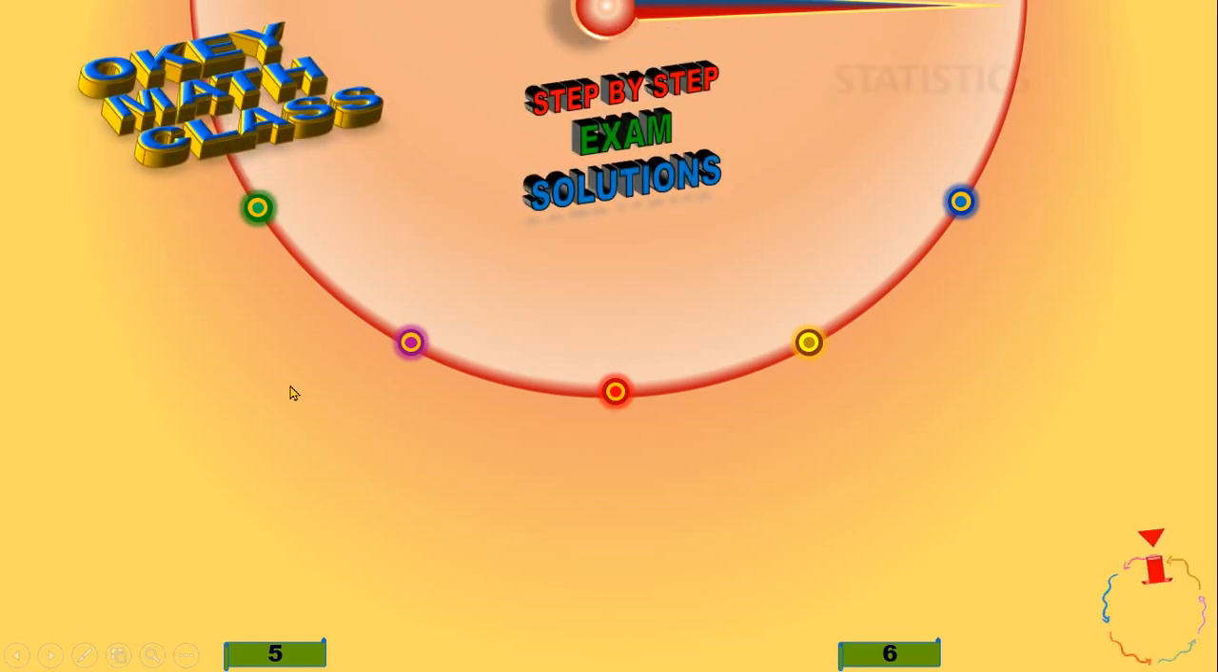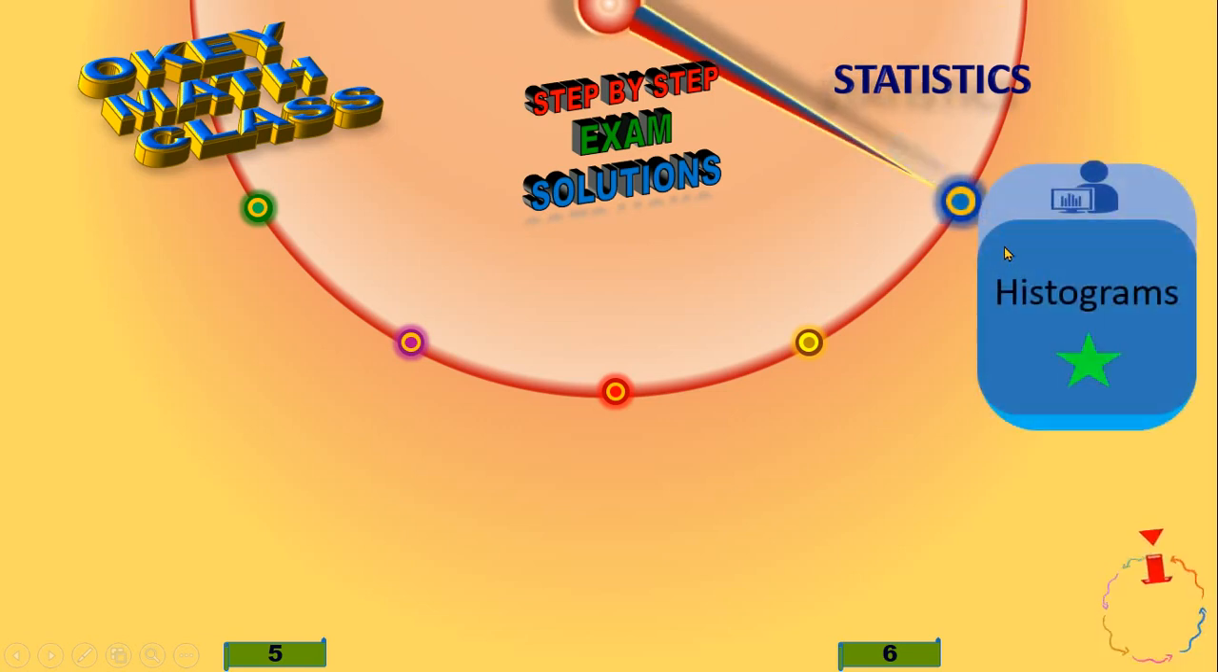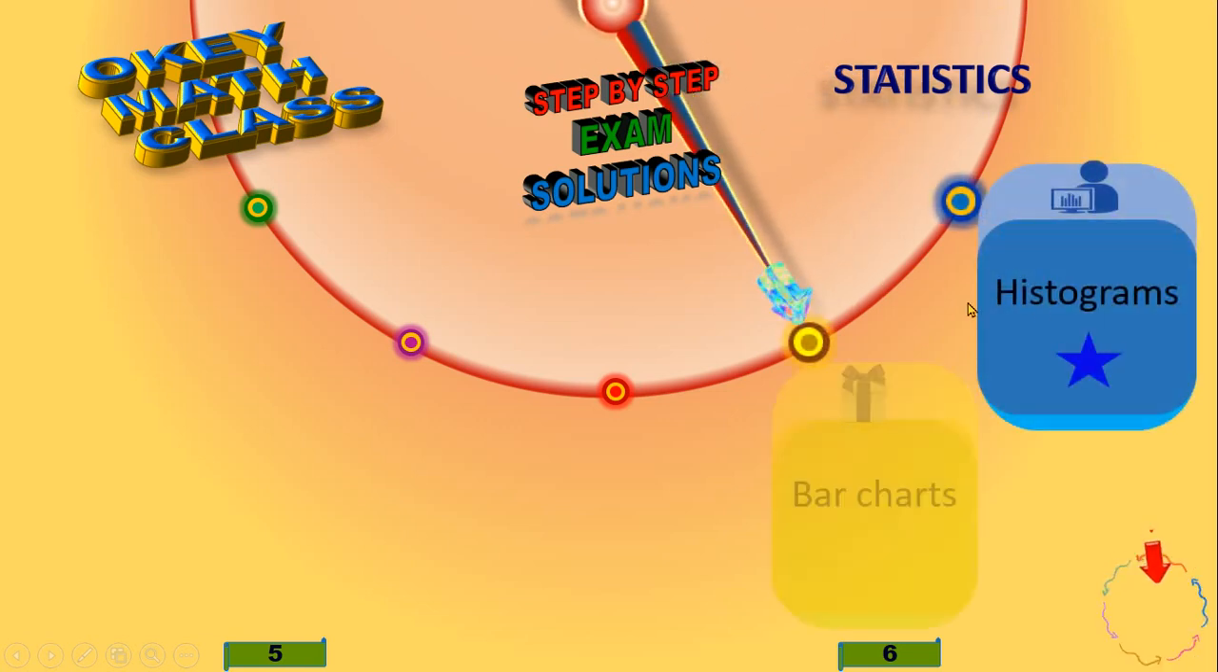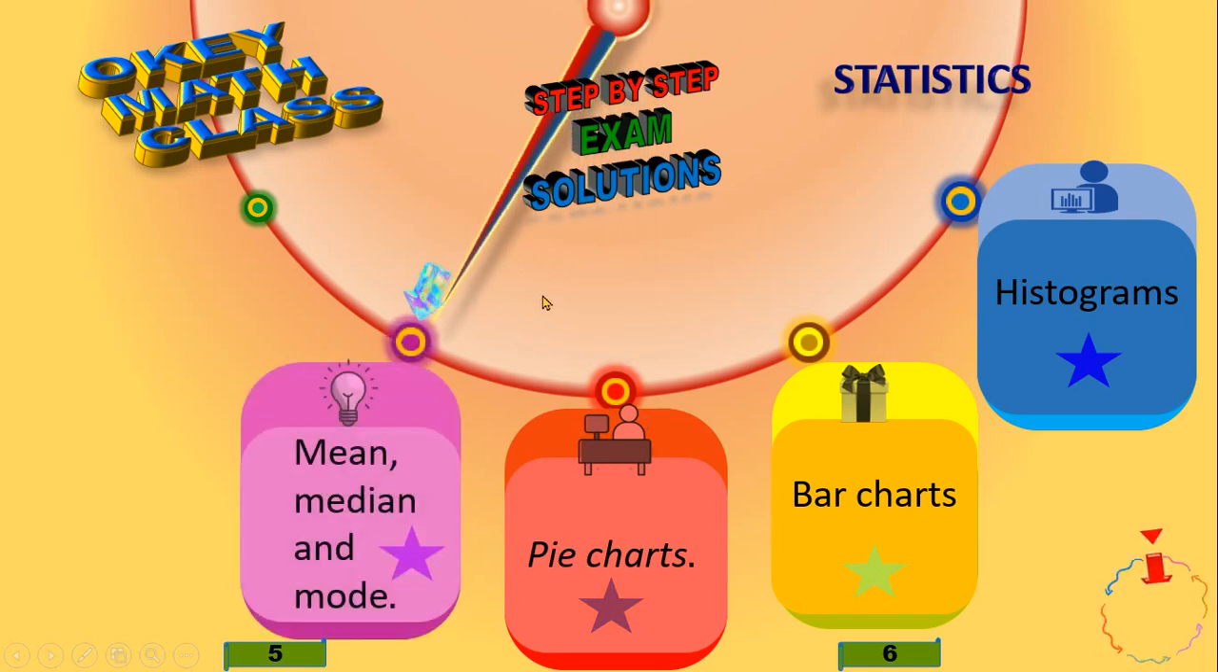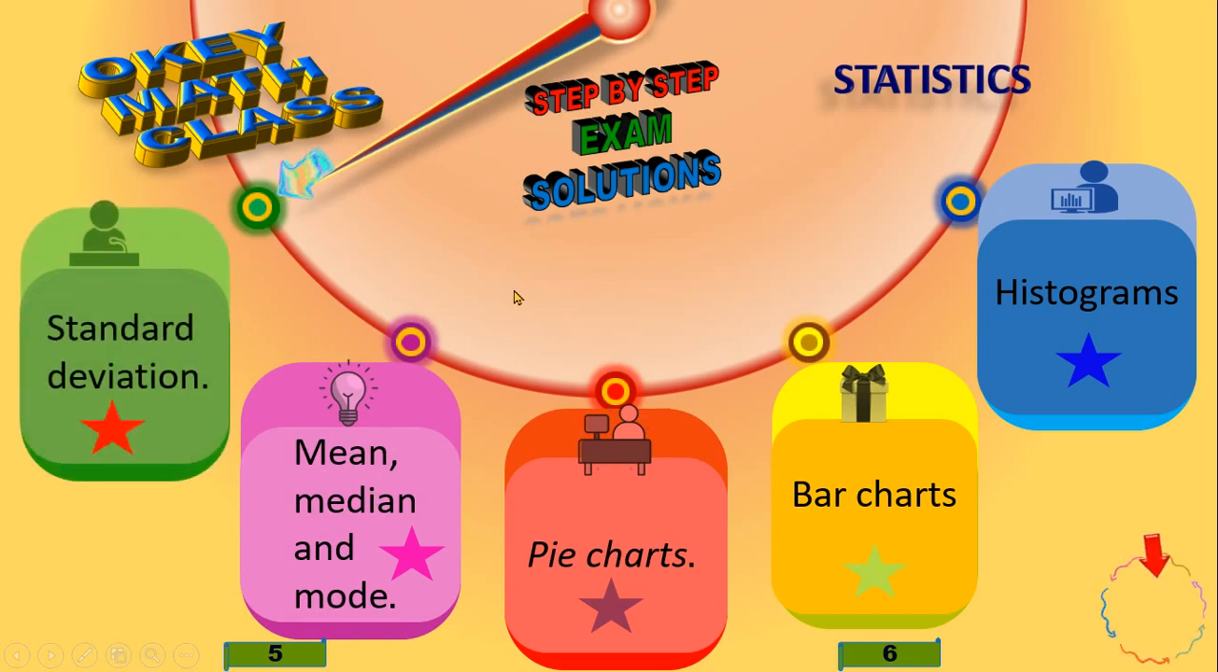Okay, math class, step-by-step exam solution to statistics. In this series of videos, we have been dealing with statistics. So far, we have gone through video 1 and 2 on histograms. Then we have gone through another 2 videos, video 3 and 4 on bar charts and pie charts. This video will be on the calculation of mean, median, and mode. Then after that, we'll be dealing with standard deviation and mean deviation.